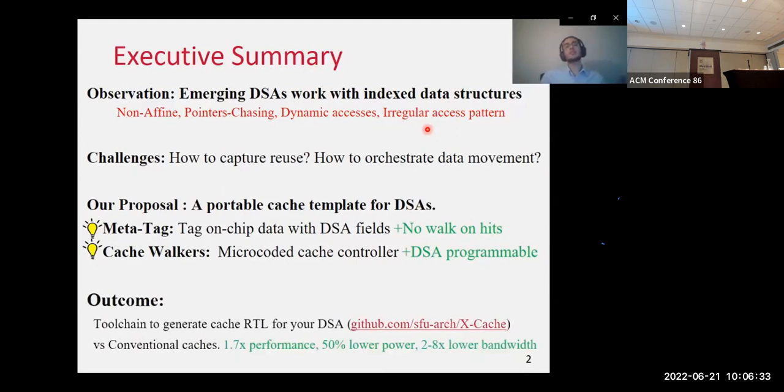So the output of our research is that we have a toolchain for generating cache RTL for different DSAs, which can be accessed via this link. And in terms of the evaluation, we reached 1.7 times better performance, 50% lower power, and 2 to 8 times lower bandwidth usage than an address-based conventional cache.